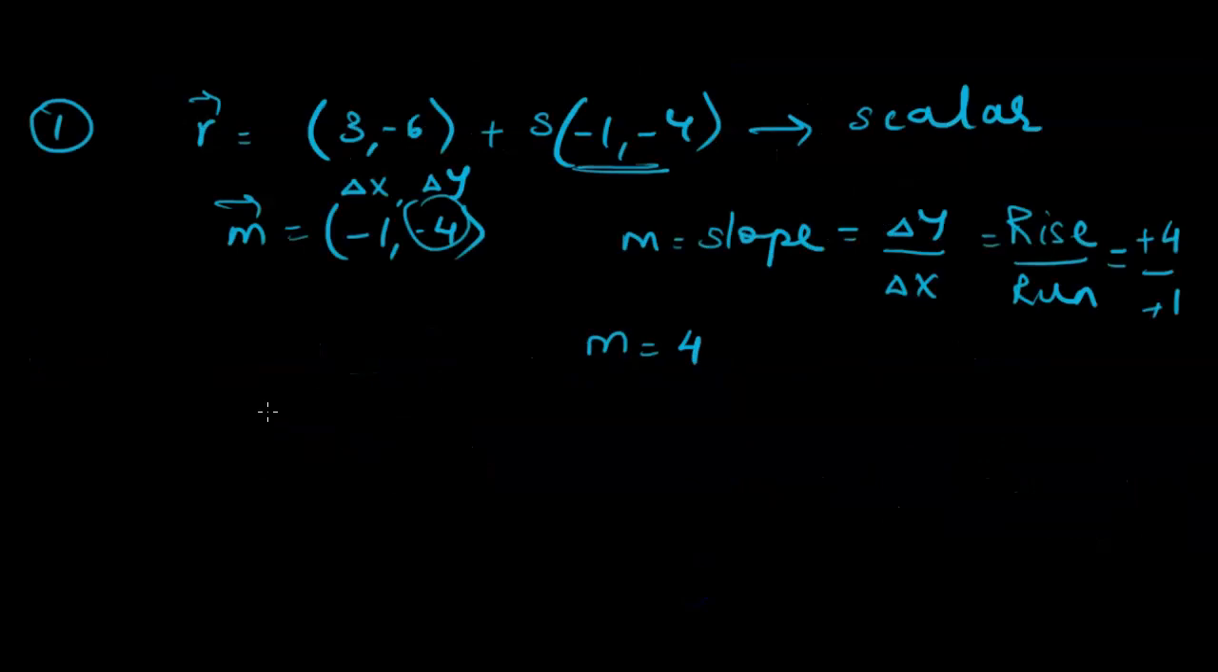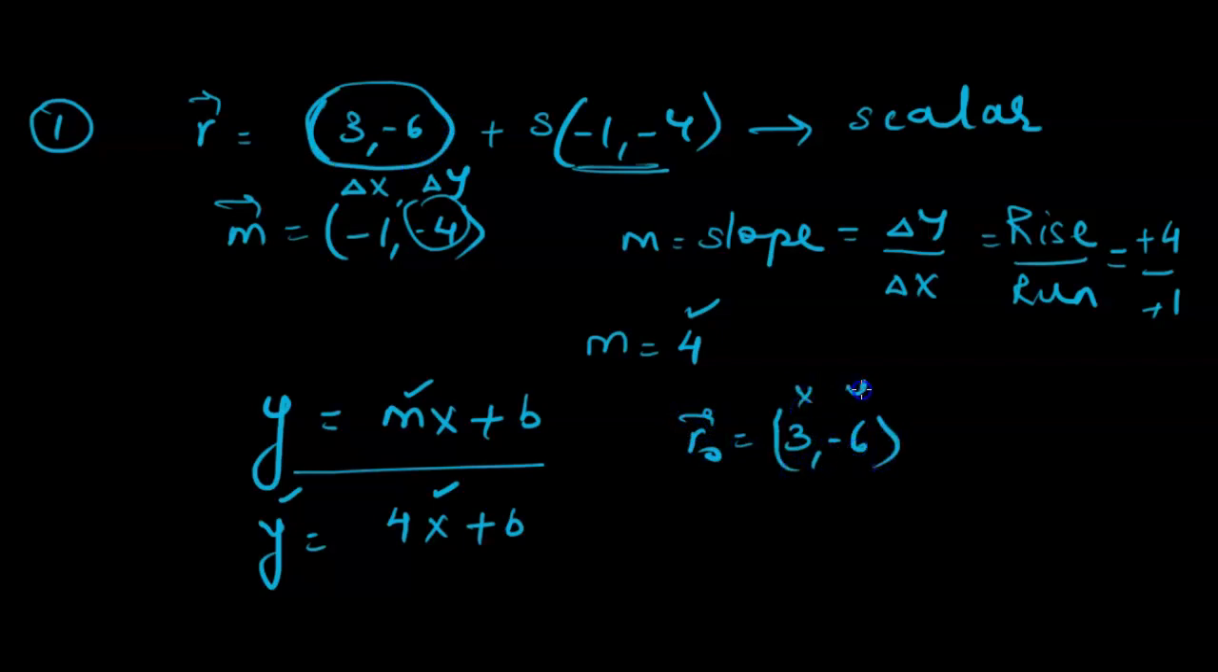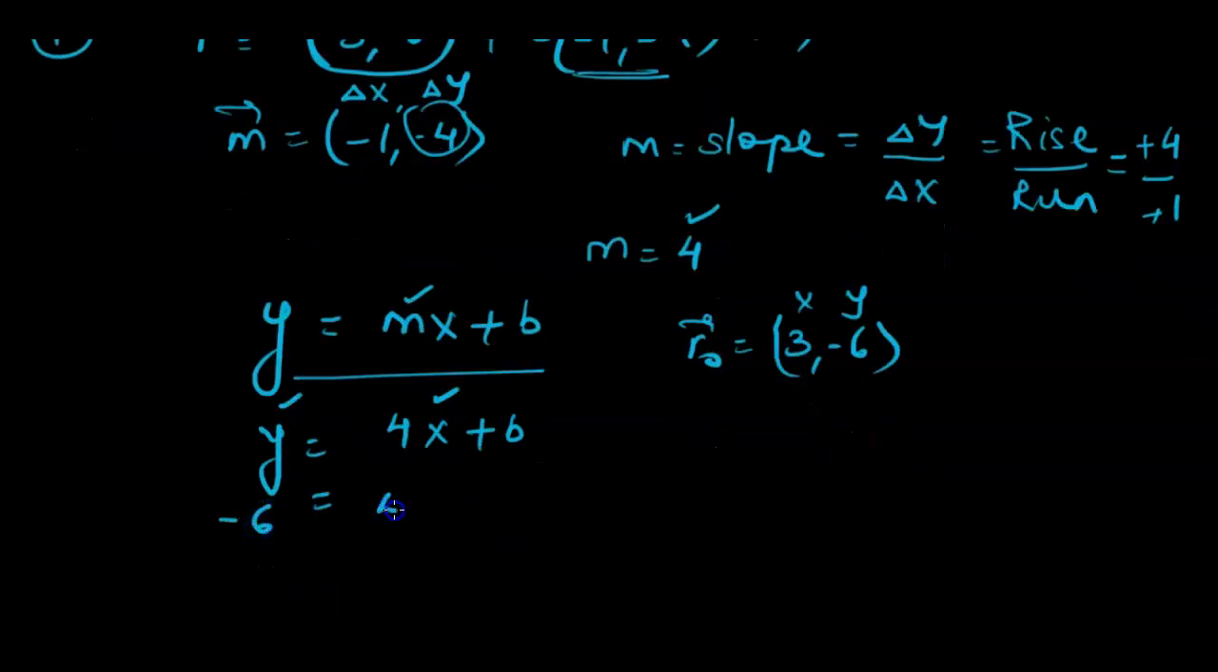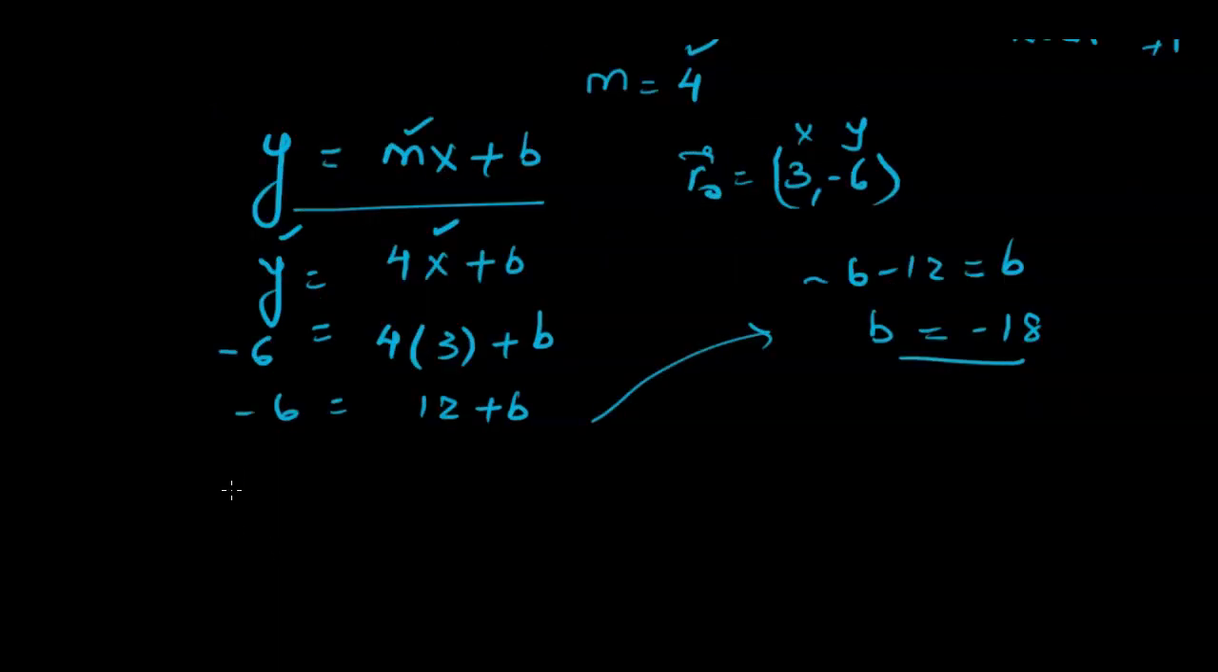Now we know the line equation is in y equal to mx plus b form. In this equation, we'll substitute m as the slope that we got. For x and y, we would pick this point, so the point r0 is (3, -6). That's what we'll be using as x and y, and substitute this in place of x and y and solve for b. Y value is -6, x value is 3, plus b. We got 12 plus b equal to -6, and that gives us -6 minus 12 equal to b. So b is equal to -18. Therefore, our equation would be y equal to 4x minus 18.